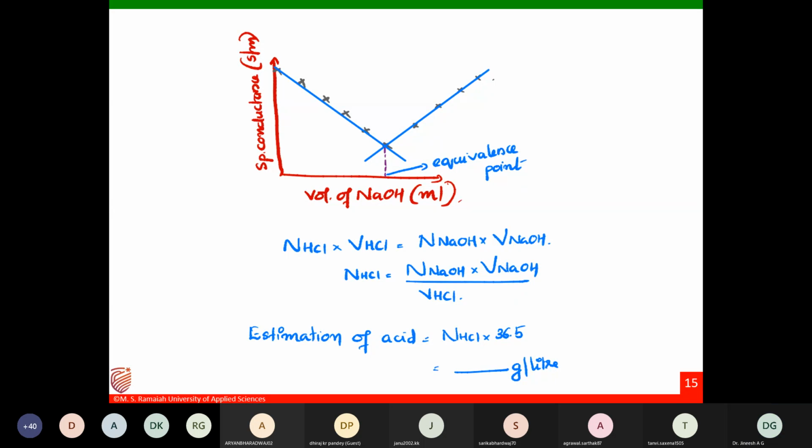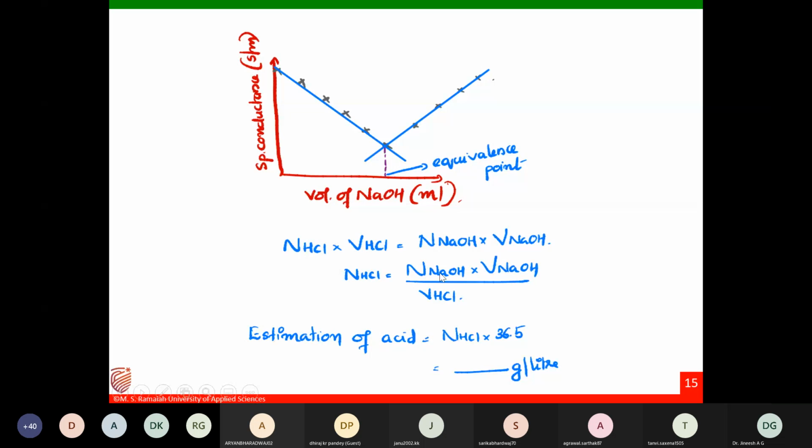Now we have to use this equivalence point for our calculation. Calculation is very simple. N1 V1 equal to N2 V2: normality of HCl into volume of HCl equal to normality of NaOH into volume of NaOH. Our job is to find the concentration of HCl, which is NHCl. So the equation will be normality of NaOH. I have given you NaOH with a known concentration. In lab, I will give you 0.4 normal sodium hydroxide solution. So this value is known to you now, 0.4.